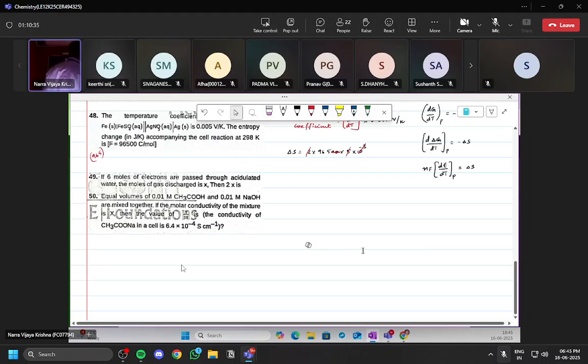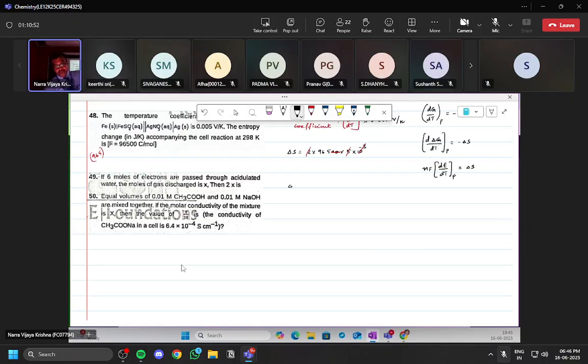Question number 49. If 6 moles of electrons are passed through acidified water, and the moles of gas discharged is X, then 2X is. You are transferring 6 moles of electrons through acidified water. So what happens at the cathode? 2H plus gains 2 electrons to form H2.